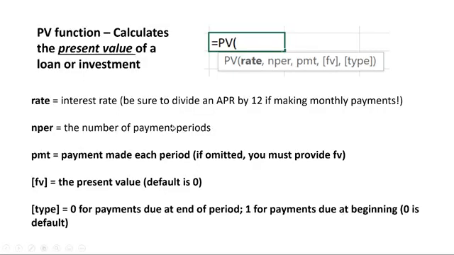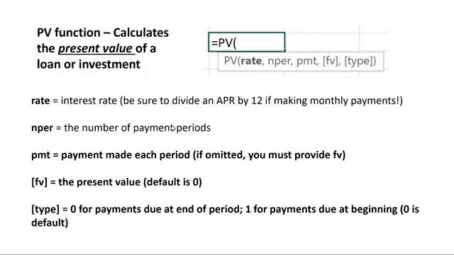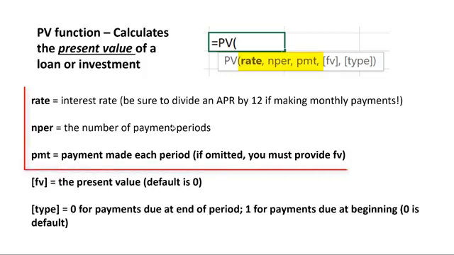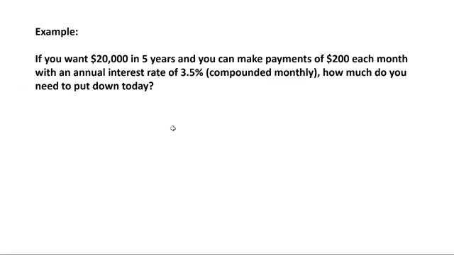The last financial function in Excel that I'm going to talk about is the present value function. So this calculates the present value of a loan or investment, and it's got similar arguments. It has the rate, it has the number of payment periods, it's got the payment that is made each period. Again, if you omit that, then you have to provide the future value. So let's go through an example here.